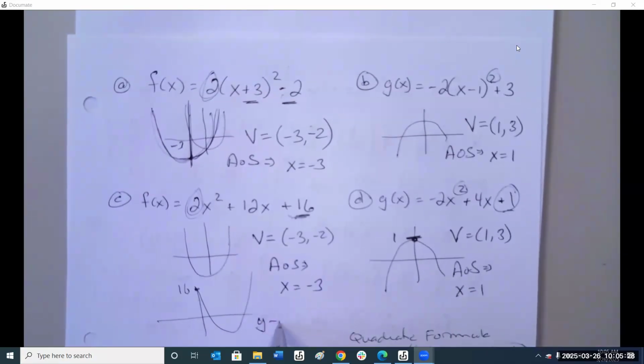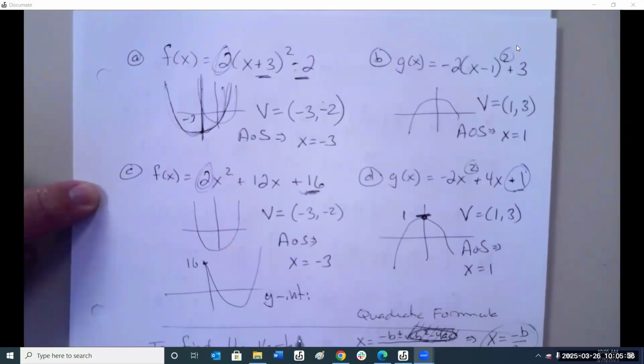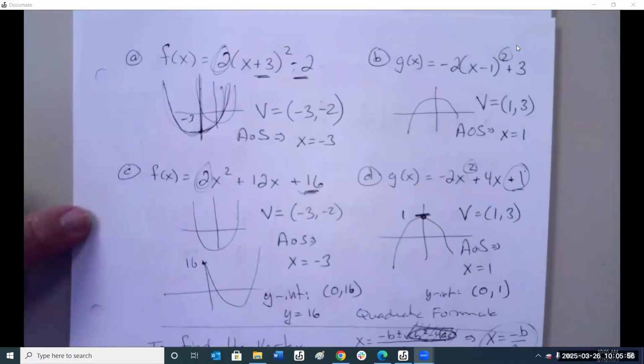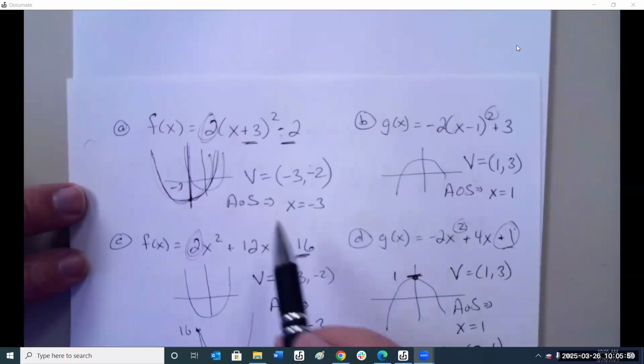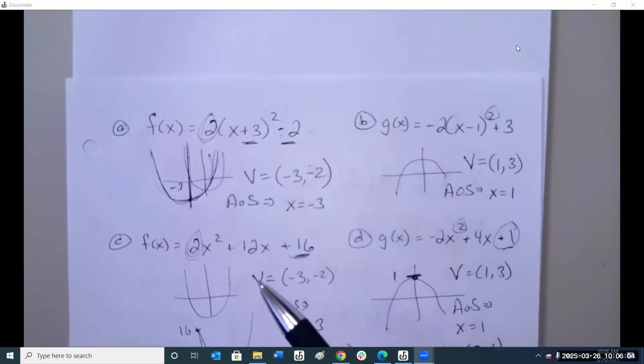The y-intercept for C is what? Yeah. It happens at 16. So it's 0, comma 16. Right. On D, what's my y-intercept? 0, comma 1. Yeah. So finding the y-intercept in standard form is easy. But to find the y-intercept in vertex form, we can't just look at a number.